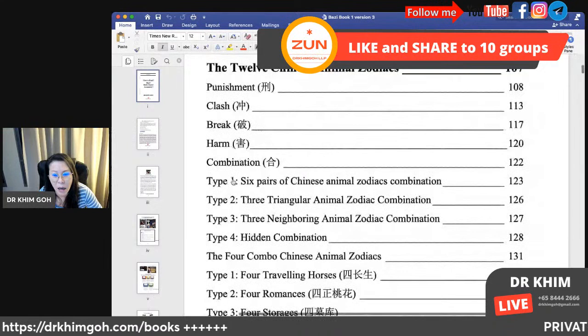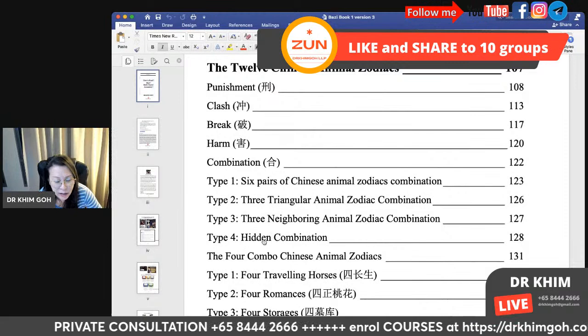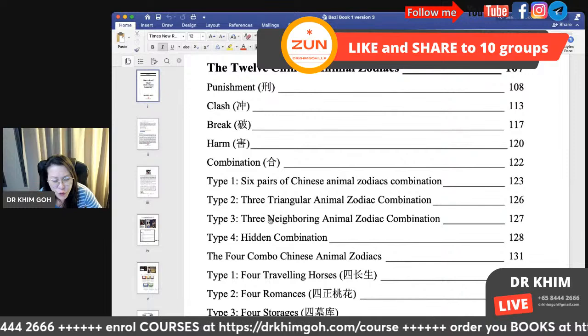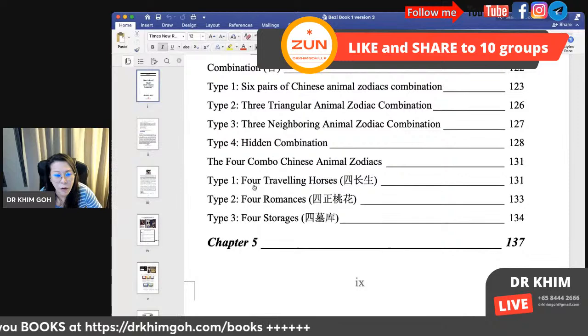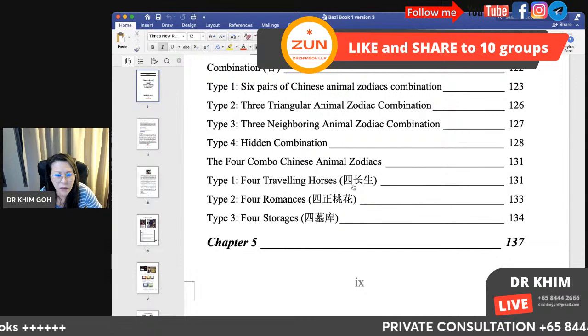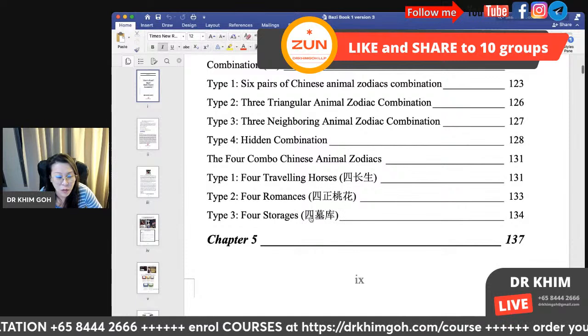And then, of course, it talks about the pairing of the zodiac. All the different types of pairing, including the hidden type of pairing. How does it impact, or how do you use it? Or why you see all these things in the chart? How can you interpret it? And then the four traveling houses. How does it impact your chart also? How about the four romance animals? And how about this one most people are most scared of, the graveyard.